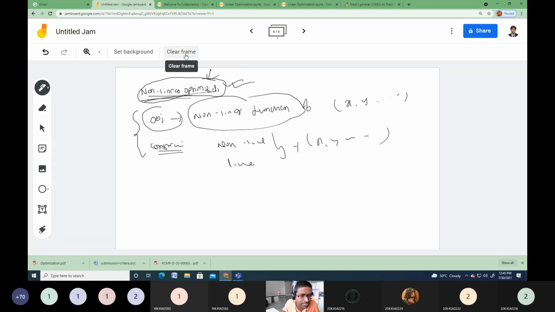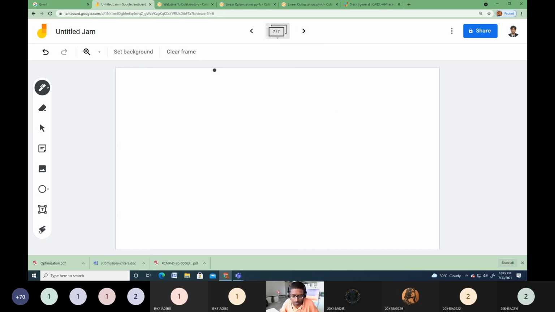Now we will focus much more on the non-linear optimization problem. I hope you are clear on what it means and what the conditions are. The main condition, the primary requirement, is that your objective function should be a non-linear function of your decision variables.